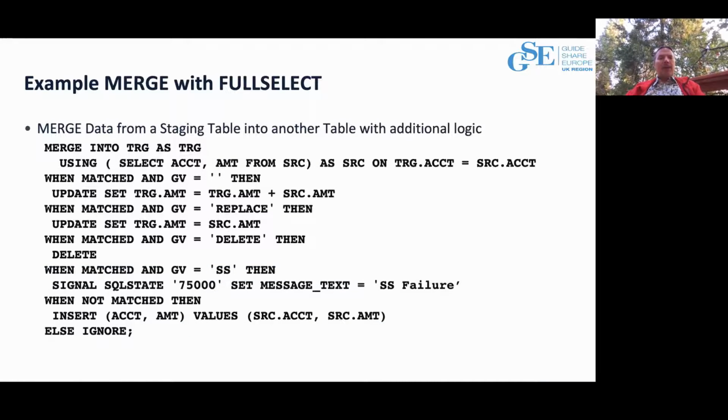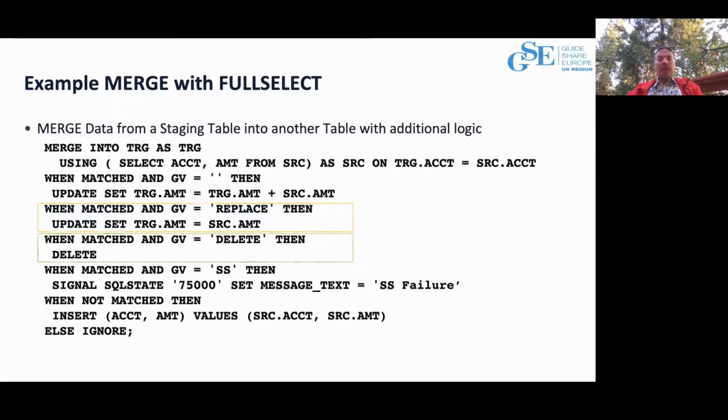So the extended merge has a lot of capability in it. The first thing you can think of is that you can have a matched clause, and you can do something like, in this case, an update where I'm adding two values together. And you can have multiple match clauses, and in this particular case, I'm also matching on a global variable. If the global variable is blank, I'm going to add two values together. If I put a value in the global variable and it's replaced, then I'm going to take the target value and set it equal to the source value.